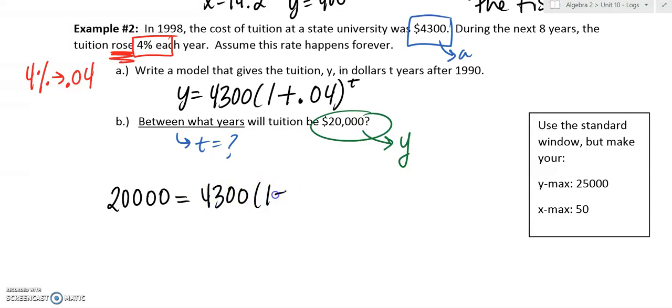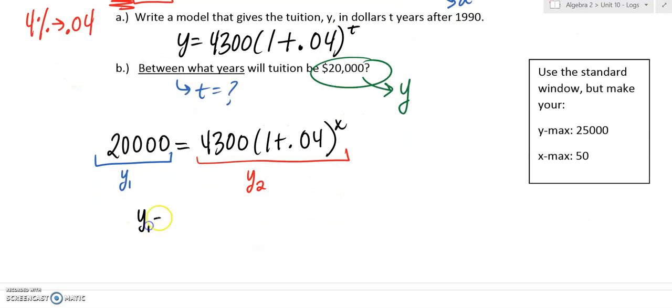We have the a, we have the 1 plus 0.04, we have the t, which is x, and I type it in my calculator. That first piece goes into y1. That whole second piece goes into y2. You hit the button y equal. In y1, you put in 20,000, so get rid of that old stuff and put in the new stuff. In y2, it's right underneath it, you put the 4,300 times (1 plus 0.04) to the x power.